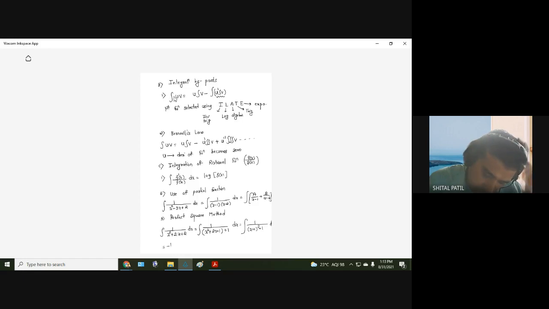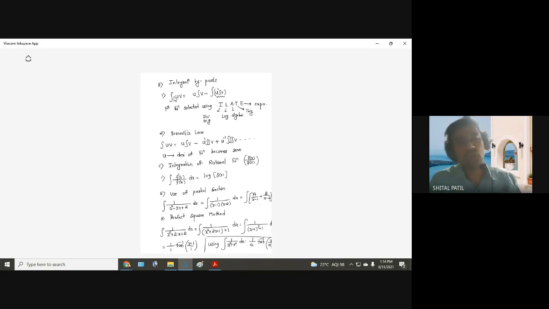Integration is 1 upon a, good, tan inverse of x by a. Right. So I have used this formula: 1 upon x square plus a square dx. What is the integration? 1 upon a tan inverse of x by a. So these are the different methods to integrate rational functions. Okay. Hope everyone knows the logarithmic and exponential formulas. So I'm not going into the details of those formulas. They are very well known to us. Clear? Let me go through the next part.